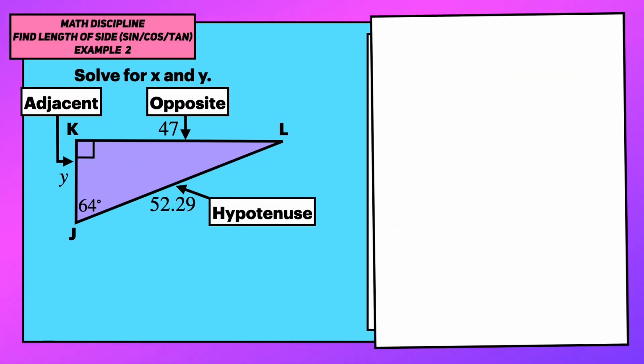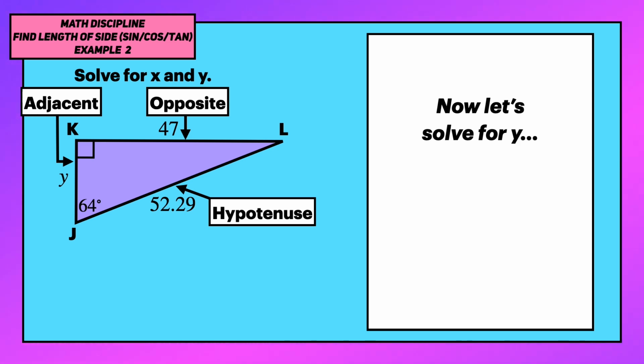Now that we have solved for x, we need to solve for y. If we look at our triangle, we can see that y represents the length of the adjacent side. Even though we now know the length of the hypotenuse, it's a good idea to use the length of the side that was given to you in the problem to avoid possible errors that could occur if you calculated your hypotenuse wrong or if you rounded wrong.